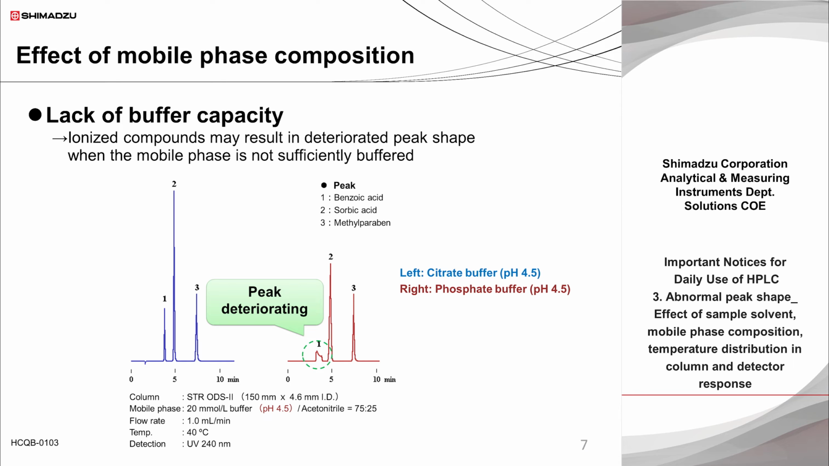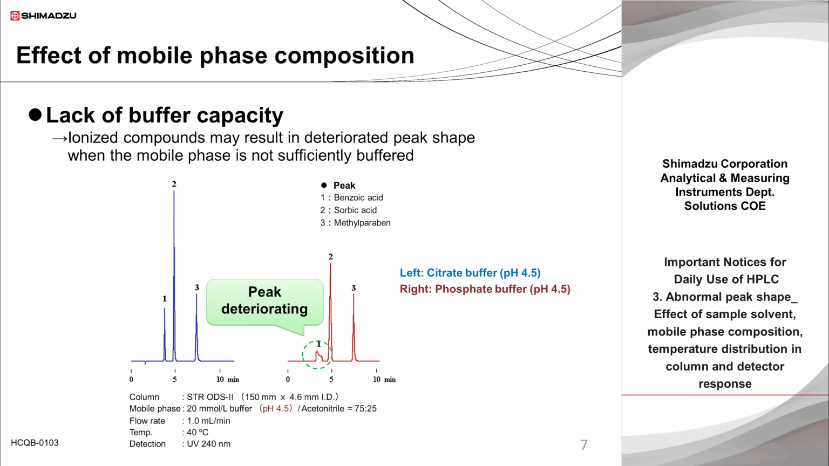The chromatogram on the left shows the analysis of 3 compounds, benzoic acid, sorbic acid, and methylparaben, using a mixture of pH 4.5 citric acid buffer and acetonitrile as the mobile phase. All 3 compounds are separated with excellent peak shapes. On the other hand, the chromatogram on the right is obtained using the same pH 4.5, but phosphate buffer. In this case, the peak shape of benzoic acid is greatly deteriorated.